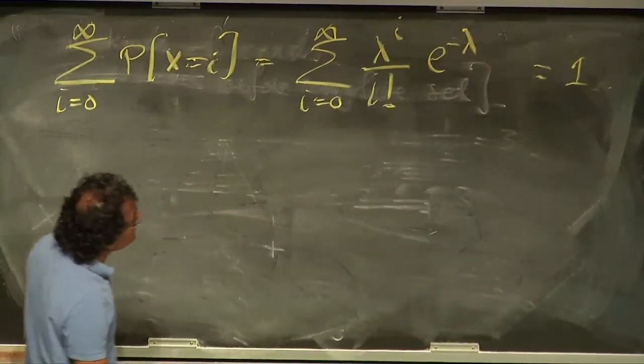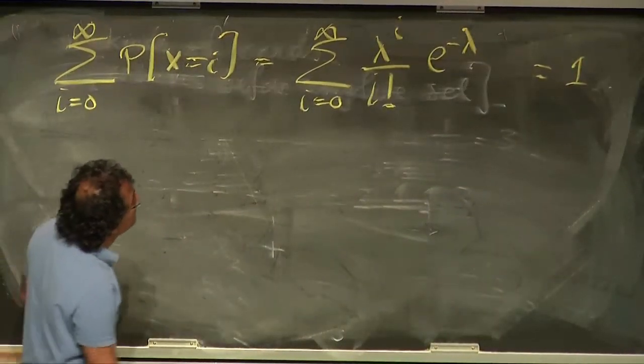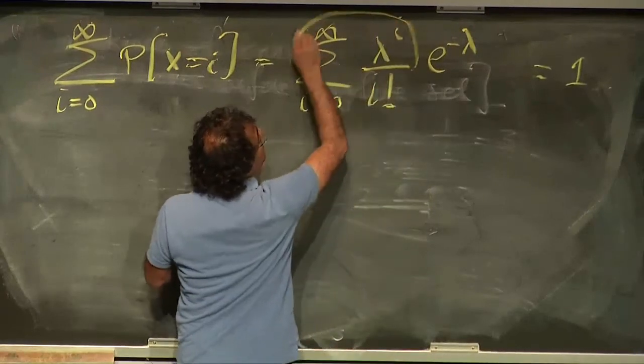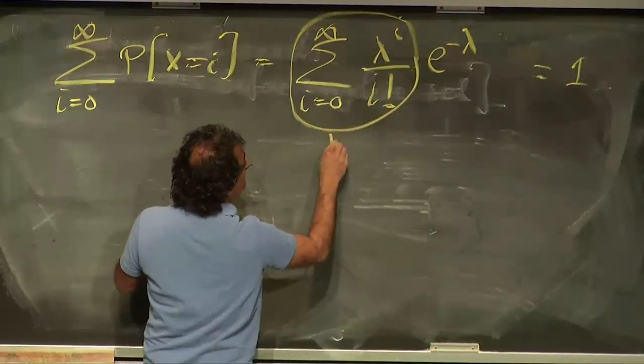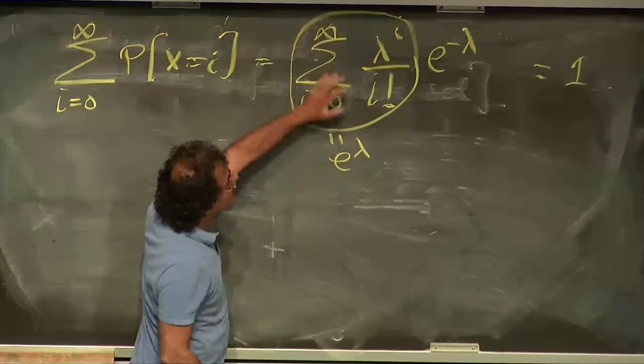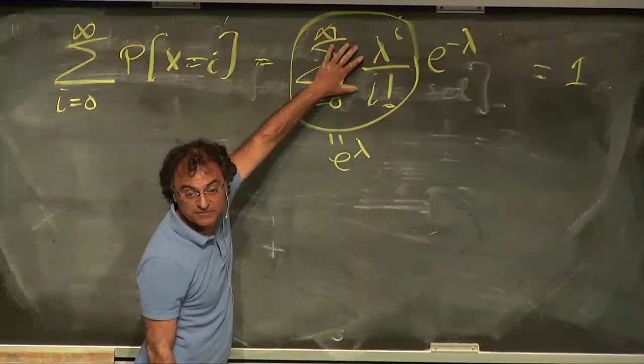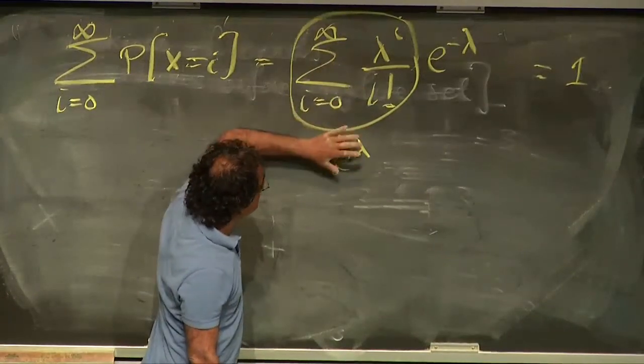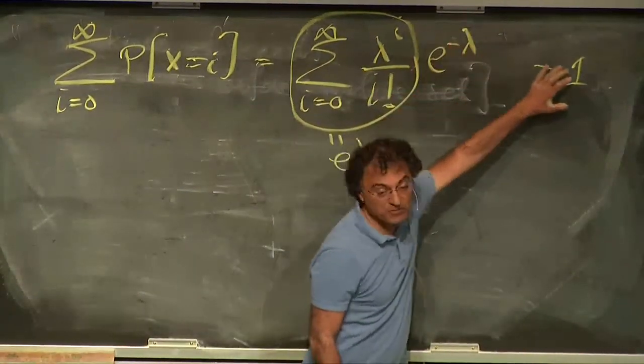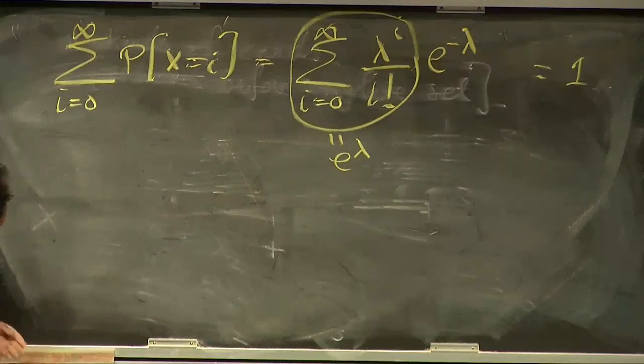Okay, so why is that? Well, this summation is equal to e to the lambda. That's the Taylor series expansion of e to the lambda. So e to the lambda times e to the minus lambda is 1. Okay.